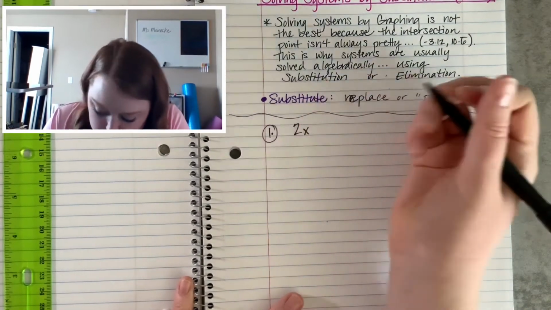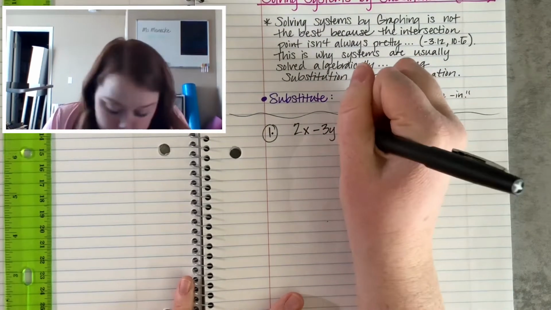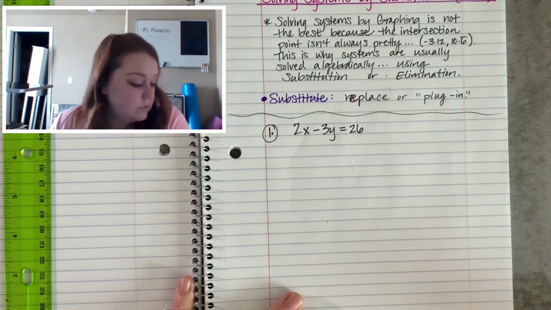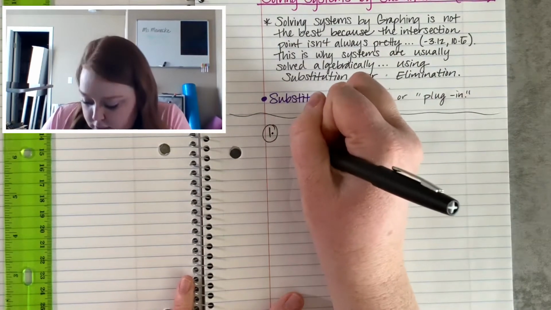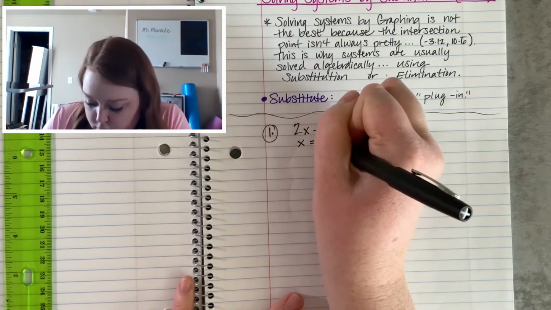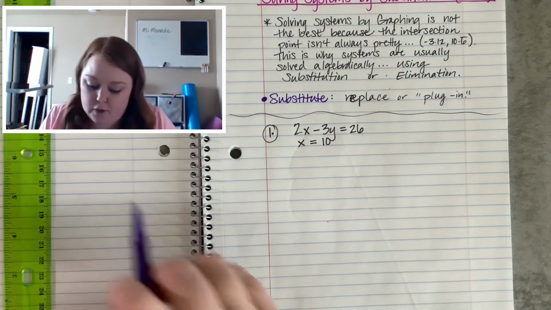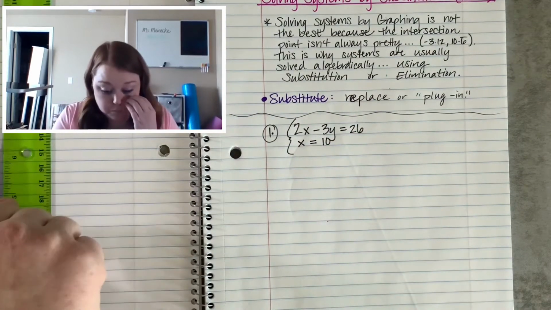2x minus 3y equals 26. The second equation is x equals 10. Okay, so we're going to group that up, show it's a system.